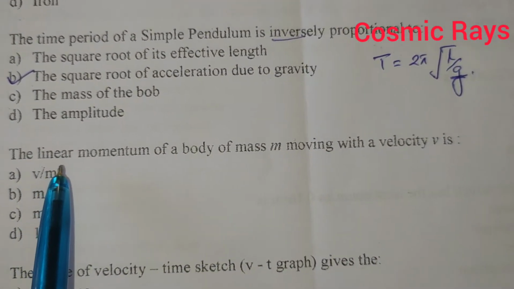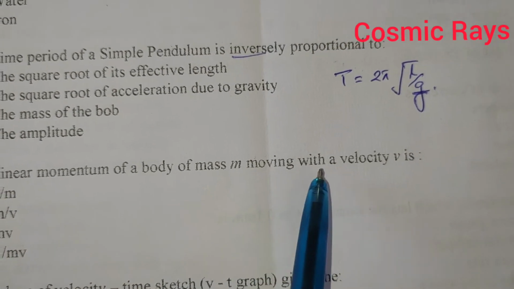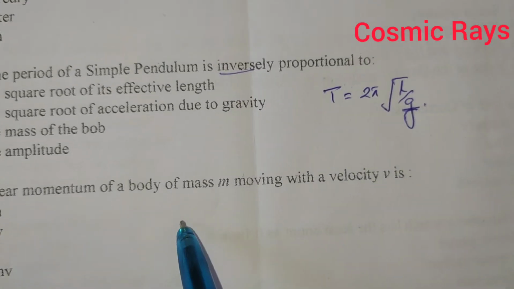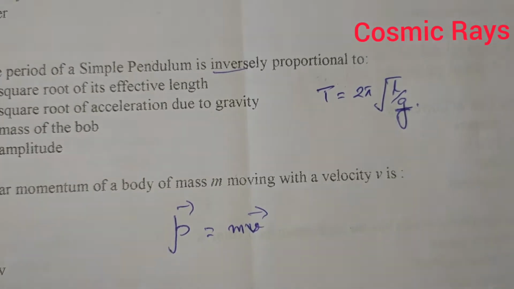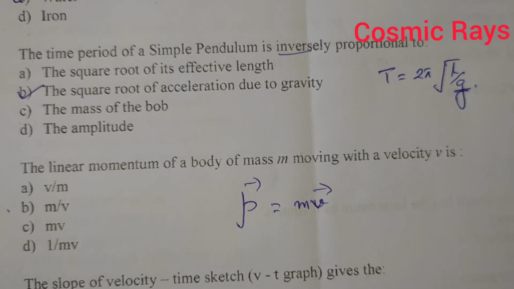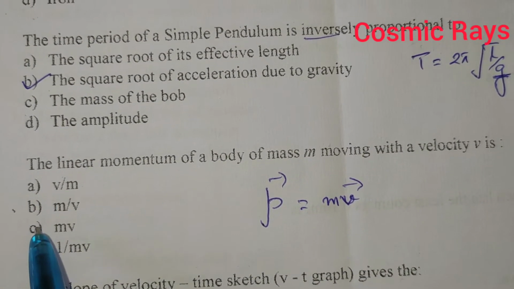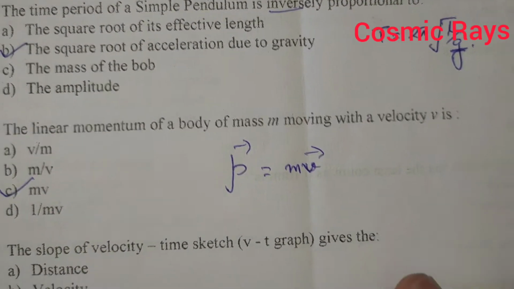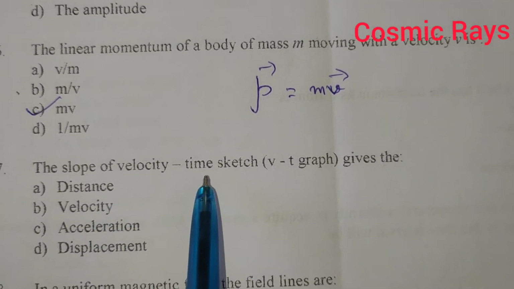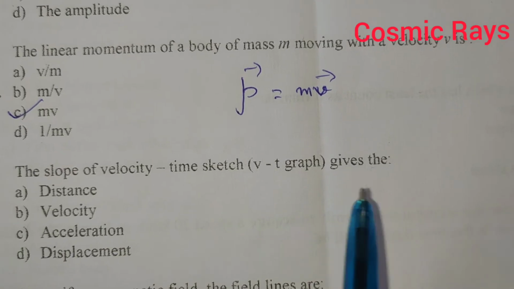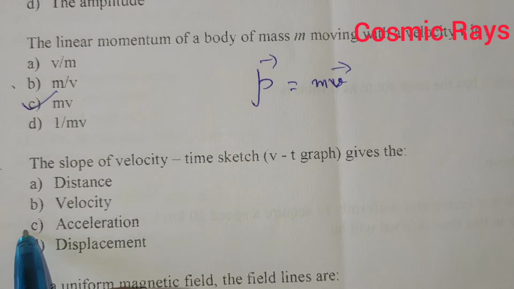Now the next question is based on linear momentum. It says the linear momentum of a body of mass m moving with a velocity v is. The formula for linear momentum is equal to the product of mass and velocity, and this has been given in option C. Now the next question says, the slope of the velocity time graph, or VT graph, gives the, and we know that the slope of velocity time graph gives the acceleration.